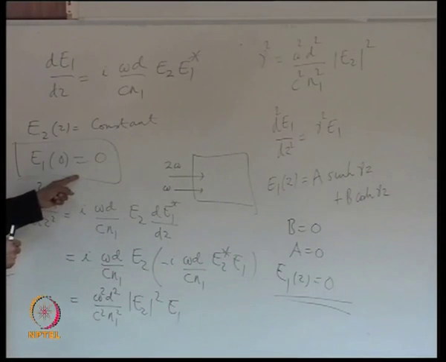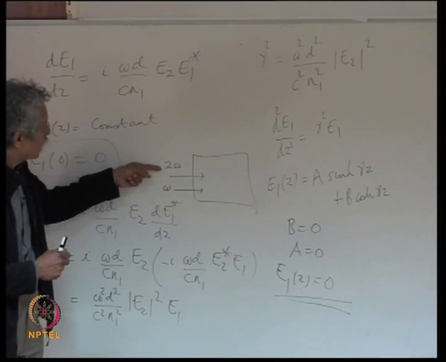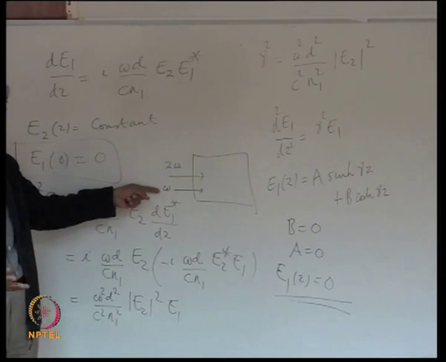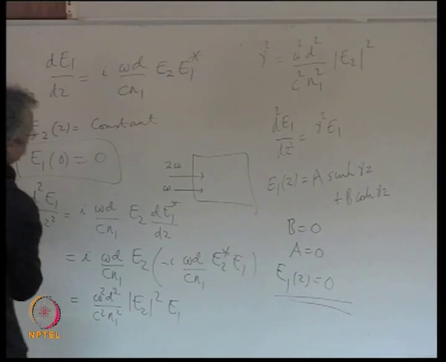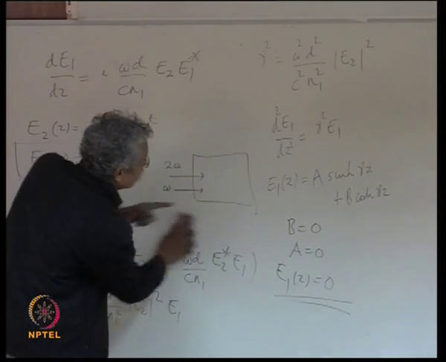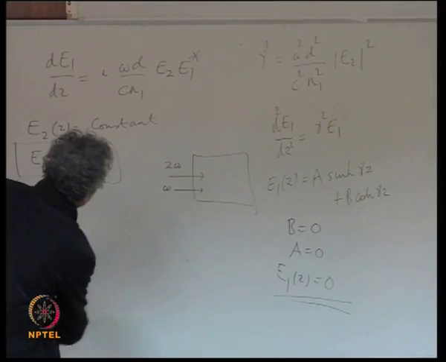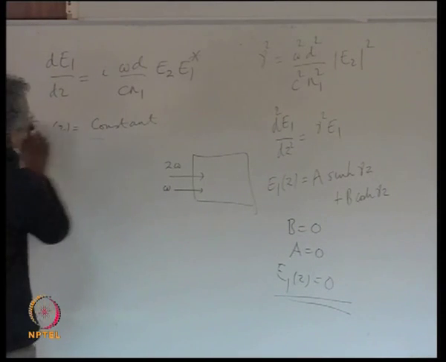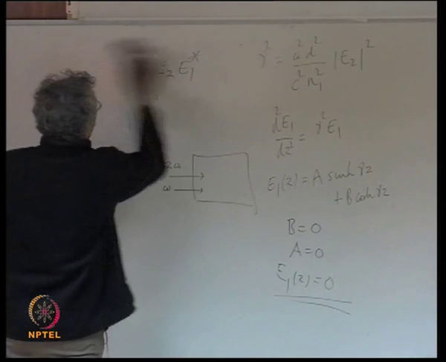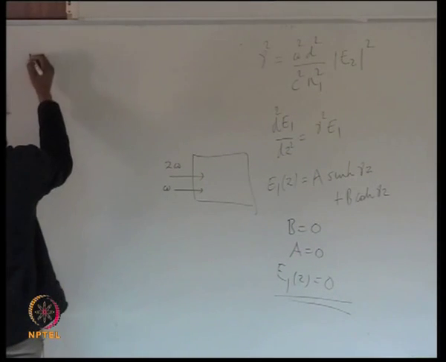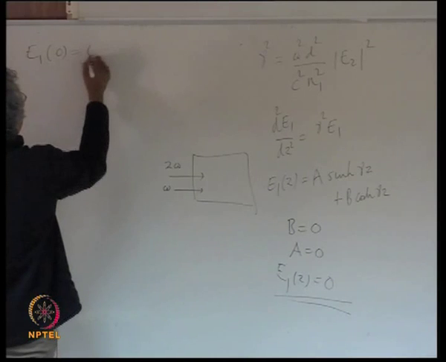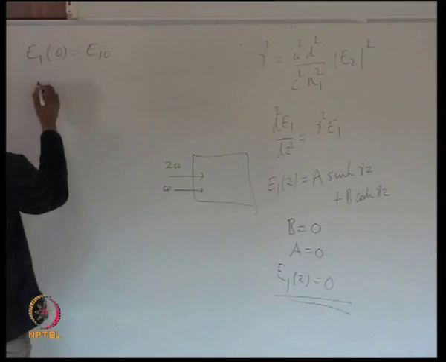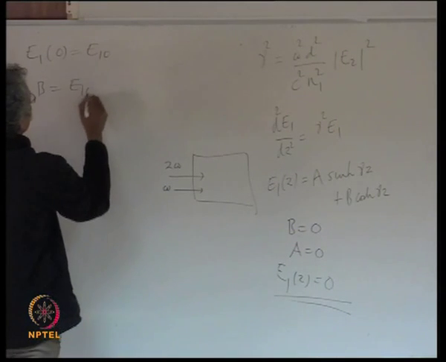So this situation is where I have a strong 2 omega beam and a weak omega beam coming in. This is very weak, but not zero. So let me solve this equation. What is the expression I will get now? Let me call this, this is not zero. So let me write here again: E1 of 0 is E1 0. So I get B is equal to E1 0 from here.